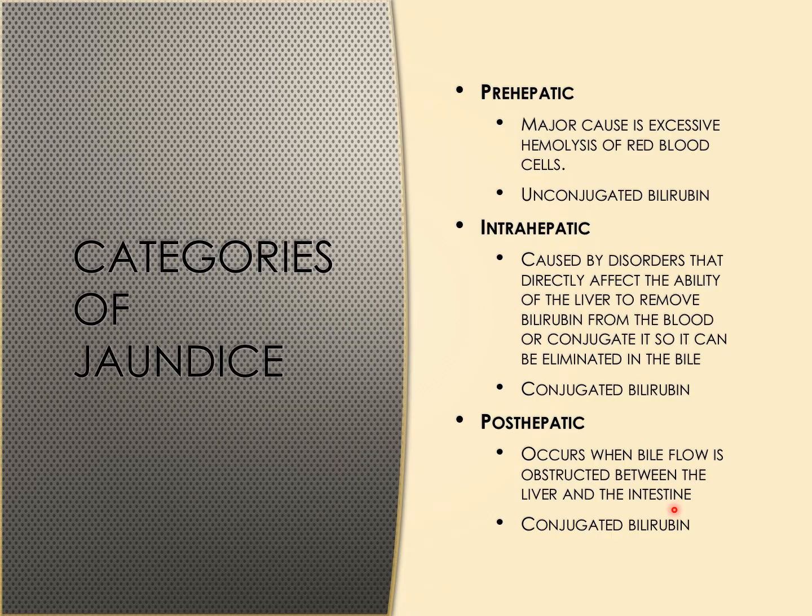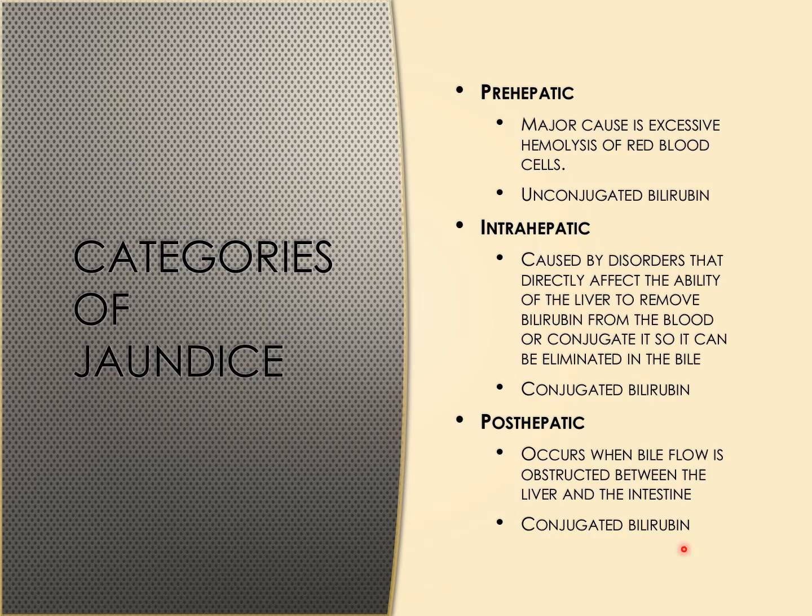So there are a lot of different categories of jaundice that are really talking about where in that process of removing broken down red blood cells this is happening. So there are prehepatic causes. A major cause is excessive hemolysis of red blood cells. So prehepatic are the things that cause a massive increase in the destruction of red blood cells or a big increase in the amount of unconjugated bilirubin in the serum.